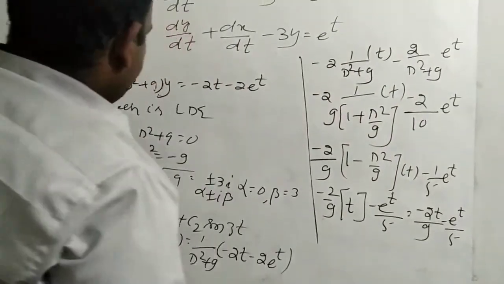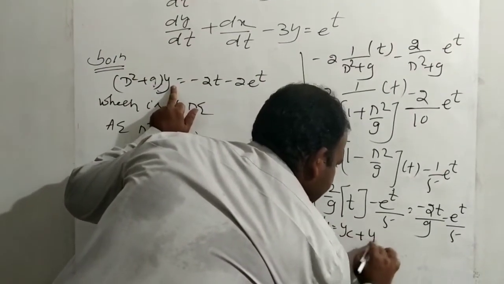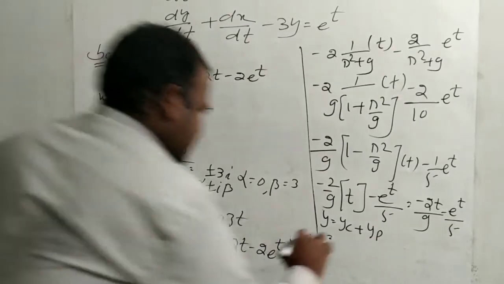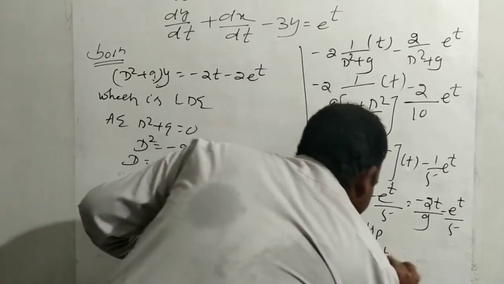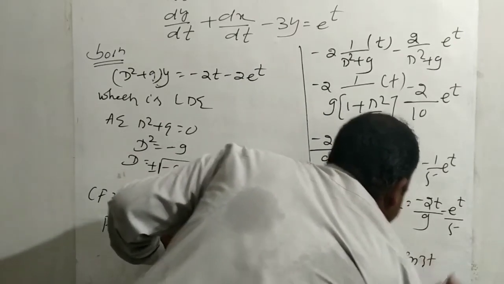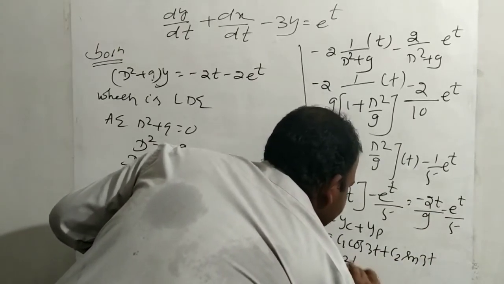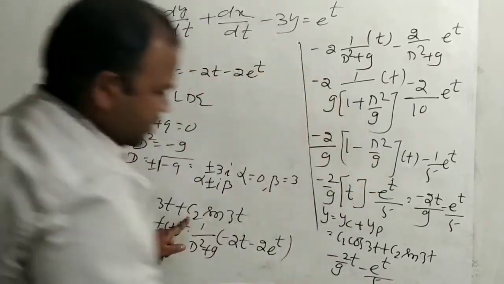Now this is the solution for y. So that is y equals to yc plus yp. The yc means complementary function. So this is c1 cos 3t plus c2 sin 3t. PI that is minus 2t by 9 minus e raised to t upon 5. So this is the solution for y.